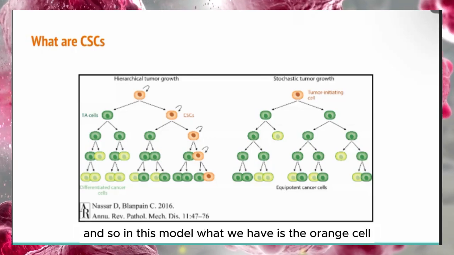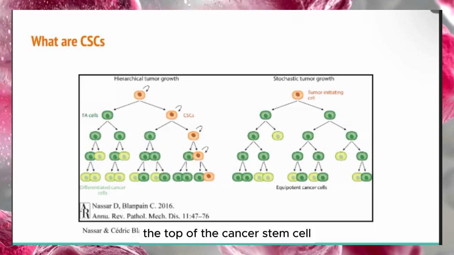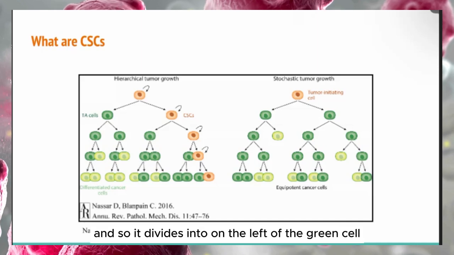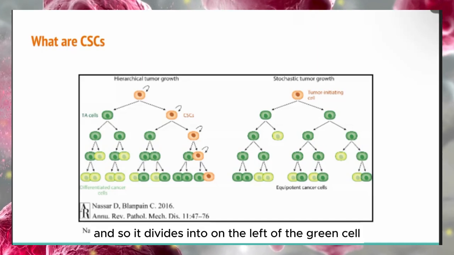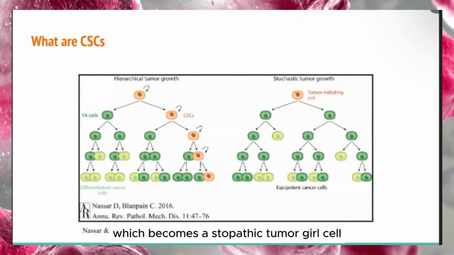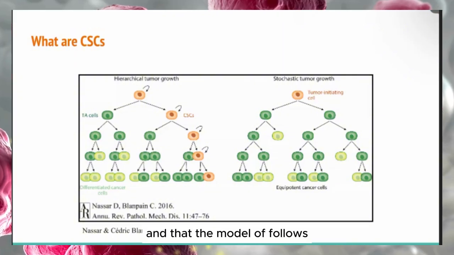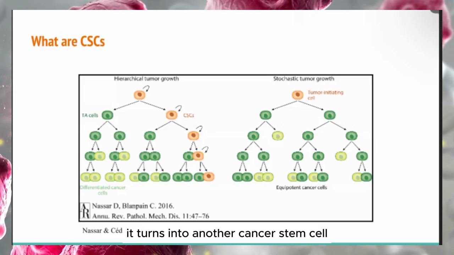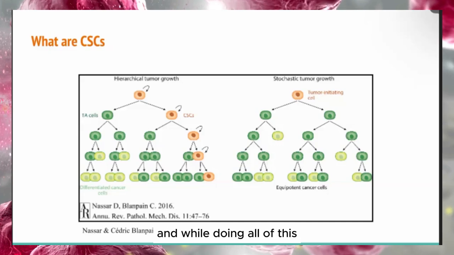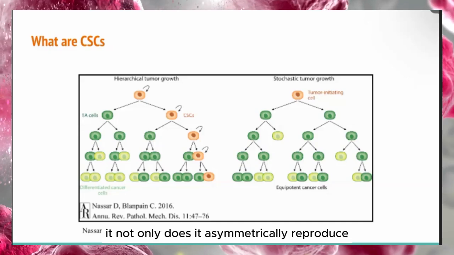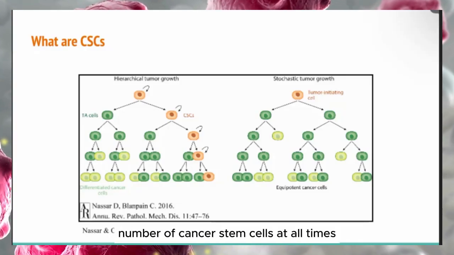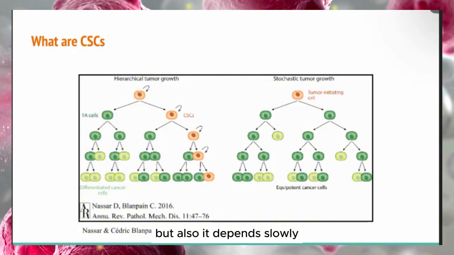In this model, what we have is the orange cell at the top, the cancer stem cell. What it does is it divides asymmetrically. It divides into, on the left, the green cell, which becomes a stochastic tumor growth cell, and that's the model that follows. On the other side, it turns into another cancer stem cell. And while it's doing all of this, it not only reproduces asymmetrically, meaning it keeps a constant number of cancer stem cells at all times, but also it divides slowly.